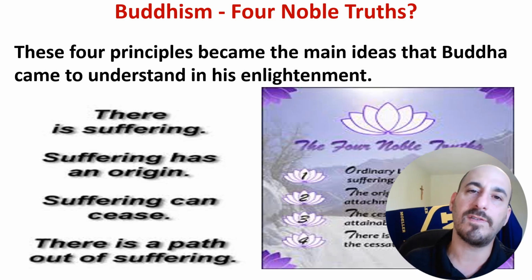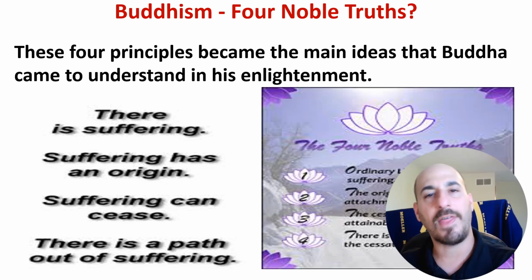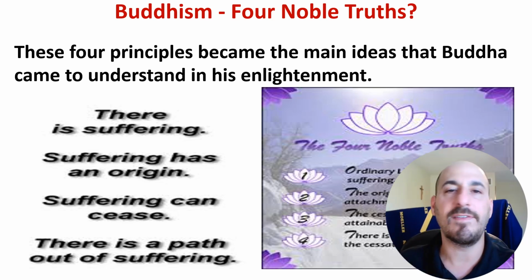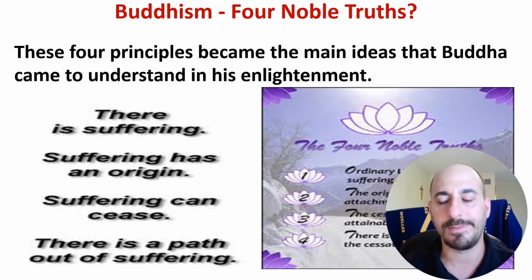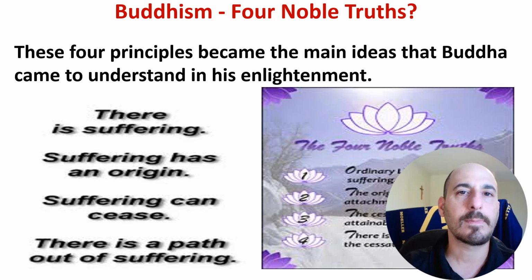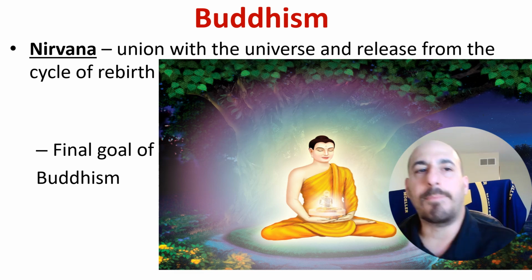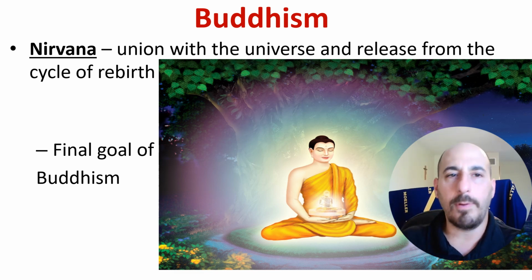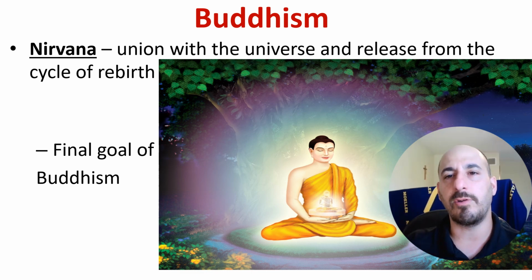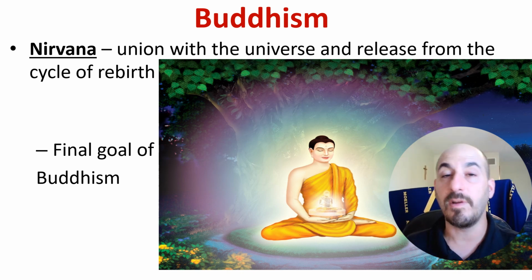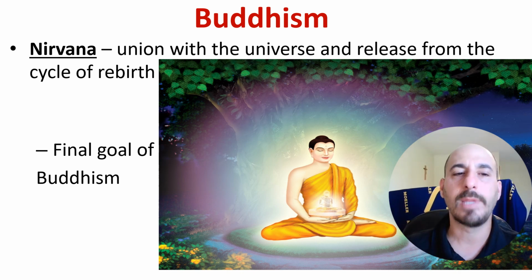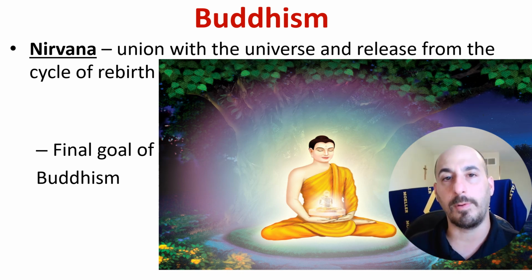And then the last, fourth Noble Truth is there's a path out. You can leave this. You don't need to suffer for your existence. Now, we're getting close to the end of Buddhism. With Buddhism, their ultimate state is called nirvana. Nirvana is similar to moksha. It's union with the universe, and it's a release from the cycle of rebirth, which of course is reincarnation. And this is the final goal for Buddhism.